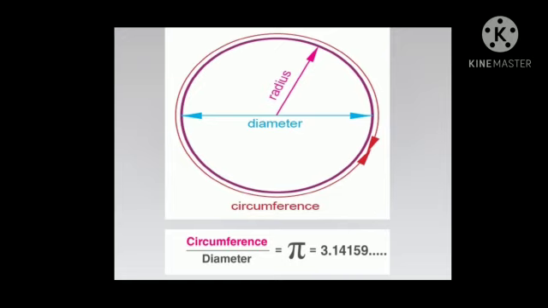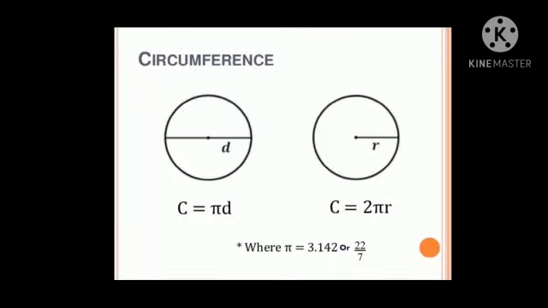Pi is an irrational number, hence it cannot be written down as a finite decimal number, because it makes the calculation almost impossible. So sometimes in place of 3.14, we use the value 22/7 to make the calculation easier. Now let us see the formula to find out the circumference. C is equal to pi d. Pi is the constant and d is the diameter.